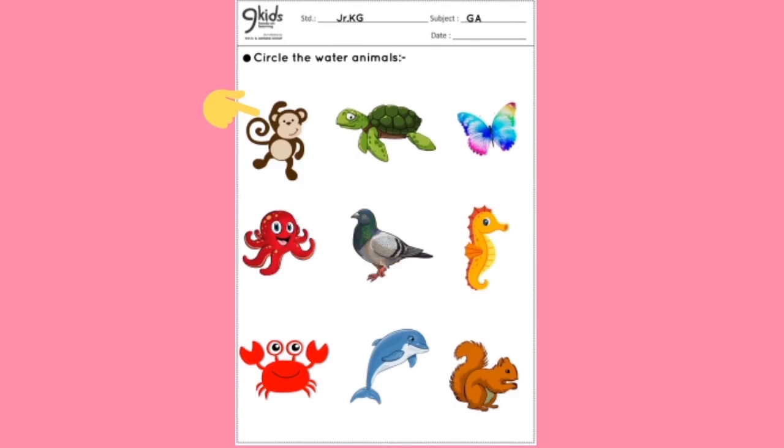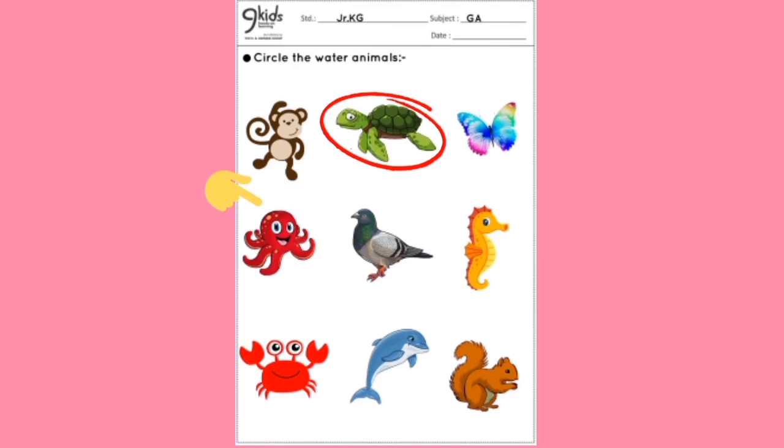First picture is monkey. It is not a water animal, so we will not circle it. Second, turtle. It is a water animal, so we will circle it. Third, butterfly. It is not a water animal, so we will not circle it.